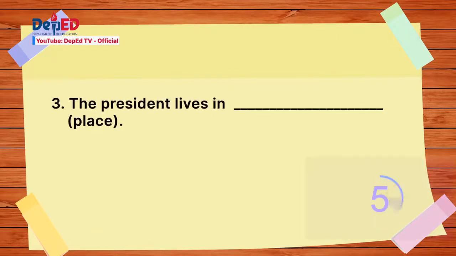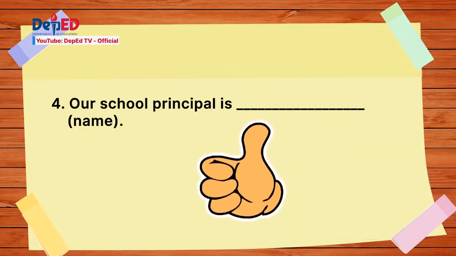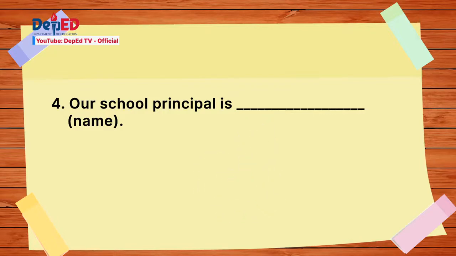Number 3. The president lives in blank. Malacañang Palace is the official residence of the President of the Philippines. Number 4. Our school principal is blank. Do you know the name of your principal? If yes, thumbs up. If you don't know the name of your principal, please ask your parents.